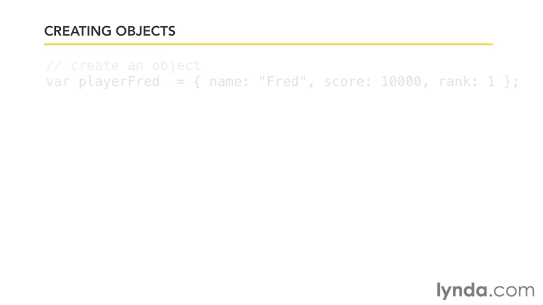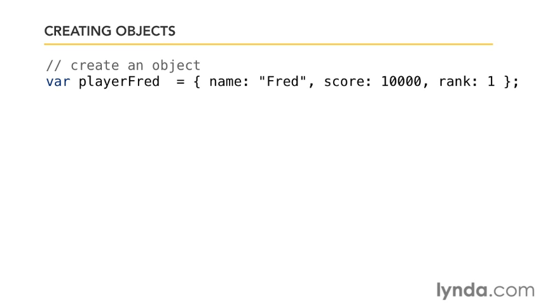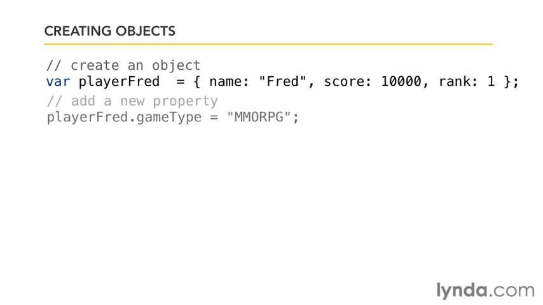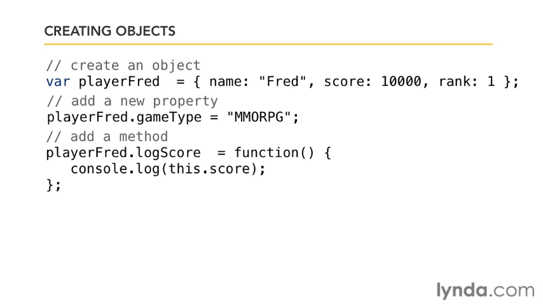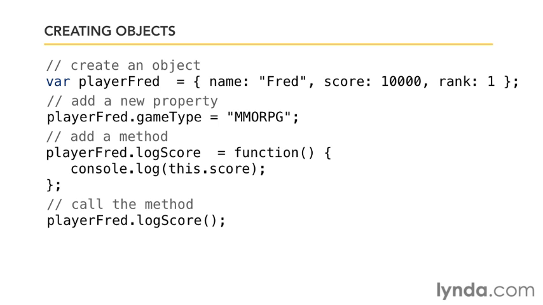Well, a quick recap. We can create an object by using the curly braces or by using the words new Object. And in this case, I'm using the curly braces and I'm loading it with some initial values. After this, I have this playerFred variable that I can use and I can add new properties freely to it. Properties are variables that belong to this particular object. And I can even add methods, which are functions that belong to this object. And then call the methods of that object.